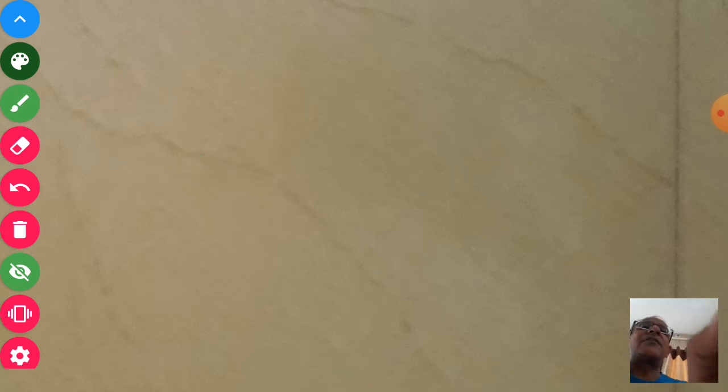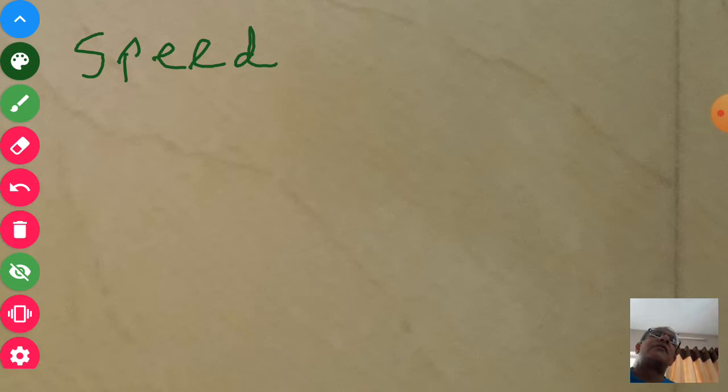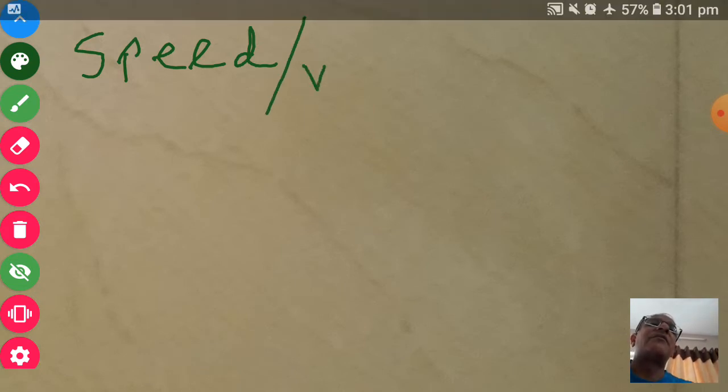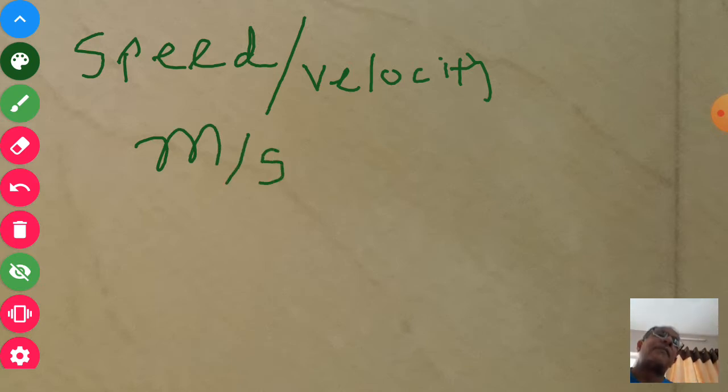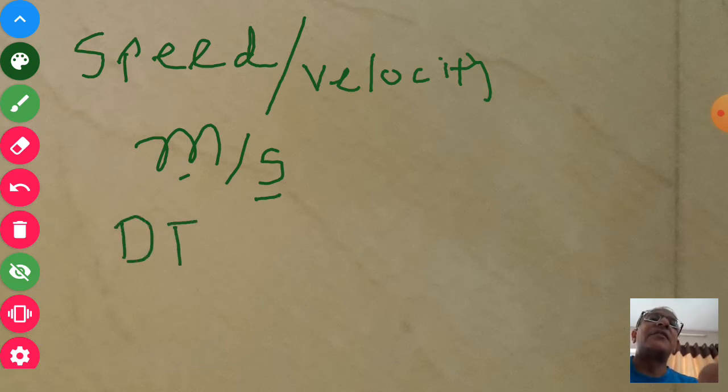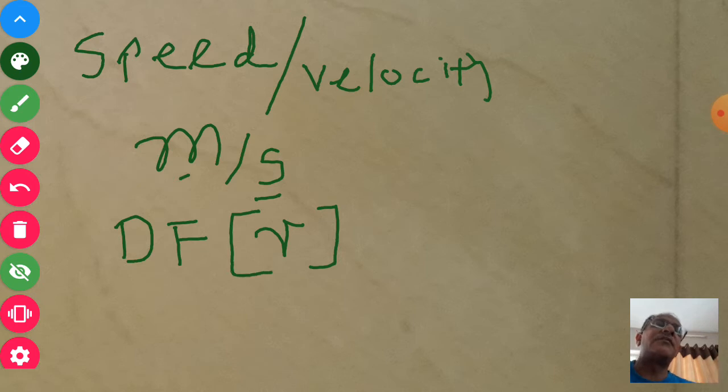Now if you talk about speed or velocity, the unit of both quantities is the same. The unit is meter per second. Here there are two dimensions: meter is the unit of length and second is the unit of time. So length is measured and time is measured. So we write the dimensional formula for speed. Speed and velocity are both denoted by v.